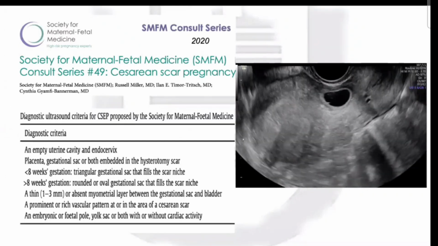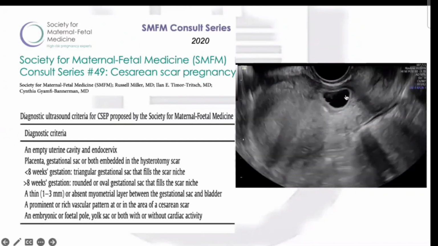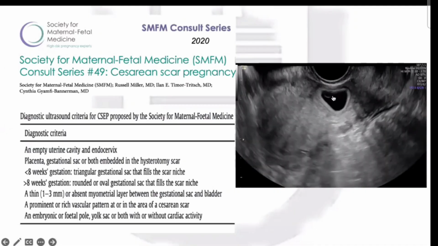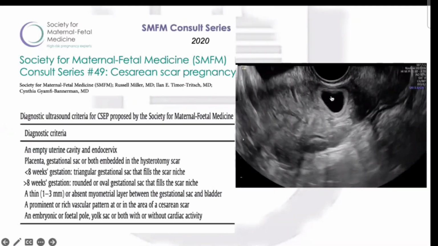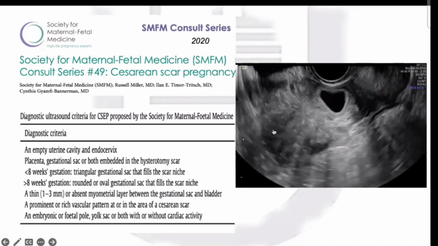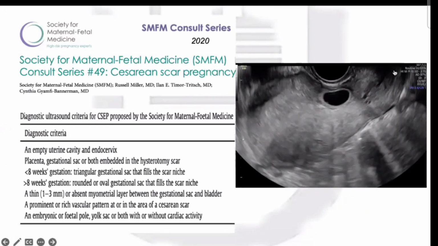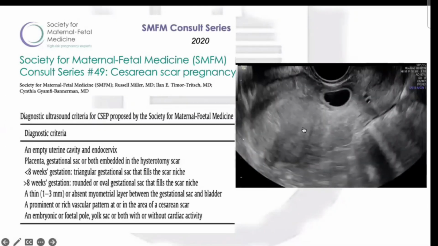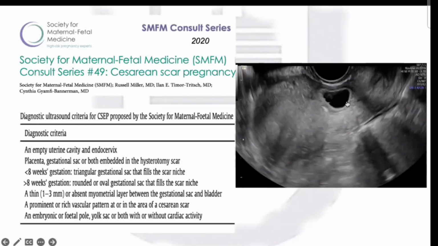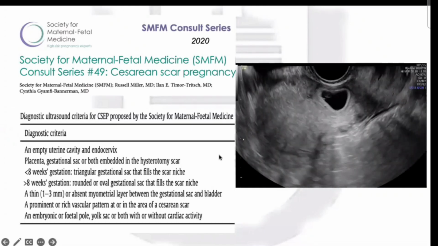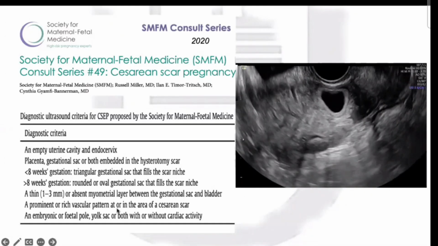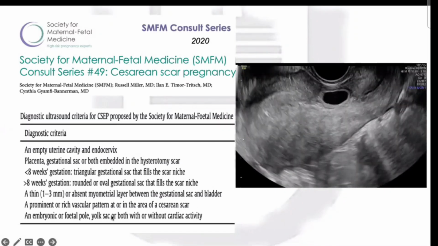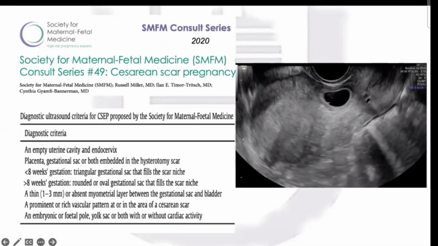So just to summarize, cesarean scar pregnancy is a pregnancy at the level of the scar, and invades the myometrium at this level, with an empty cavity and an empty cervical canal. And it can be round or triangular. It depends on the gestational age. It can have a thin myometrium, or it depends on the invasion. Vascularity can be increased, and the pregnancy can have or not the heartbeat.